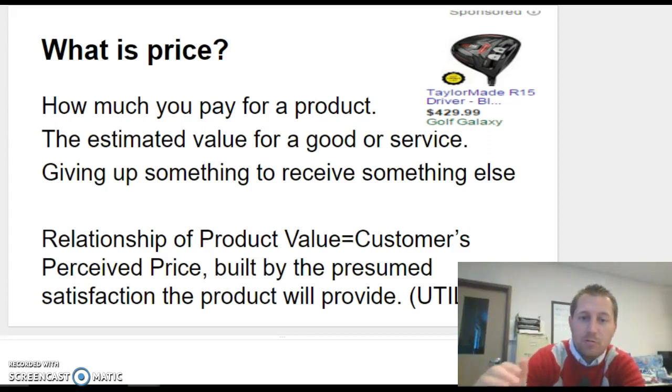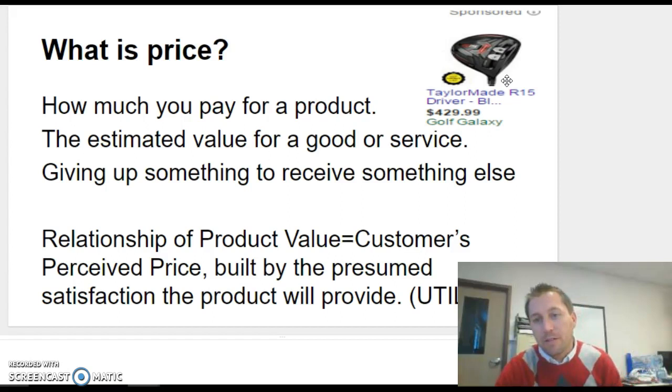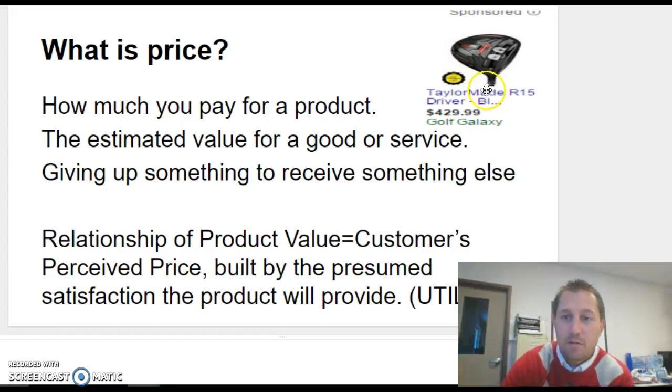So as you look through these notes and you talk about what is price, you'll notice I put a TaylorMade R15 driver up here. I'd like you to replace my driver with something that you think has the perfect price for what it's sold for. Do I think this is the perfect price for this driver? No, I think that's way too expensive. But I just wanted to put a picture of what I'm looking for.